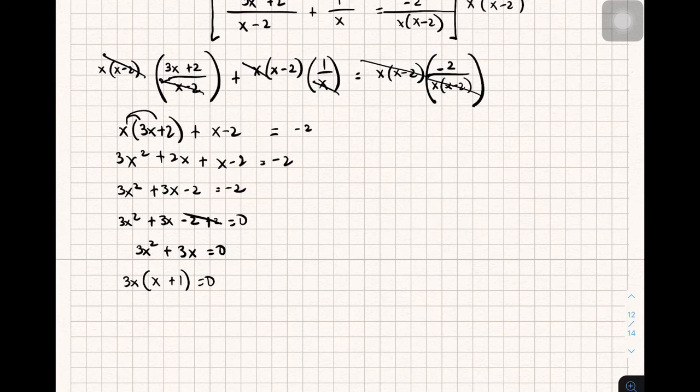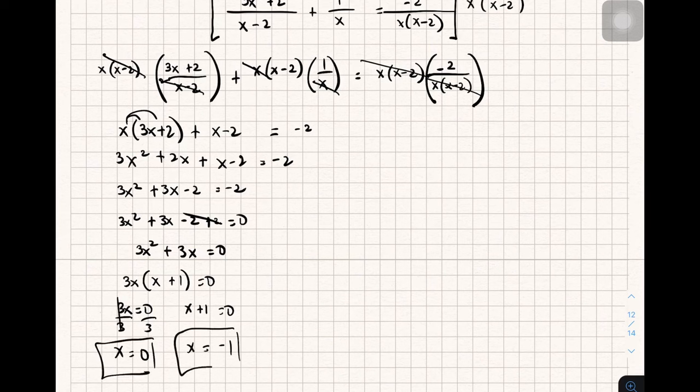So nakasunod pa ba kayo? So equate natin by 0. We have 3x is equal to 0. Yung isa naman ay x plus 1 is equal to 0. Solving the value of x, divided by 3, your x is equal to 0. And on the other side, we have x is equal to negative 1. Yan. So yun yung value natin. You can do the checking for this equation, yung ating x is equal to 0 and x is equal to negative 1. So sige, try na natin.